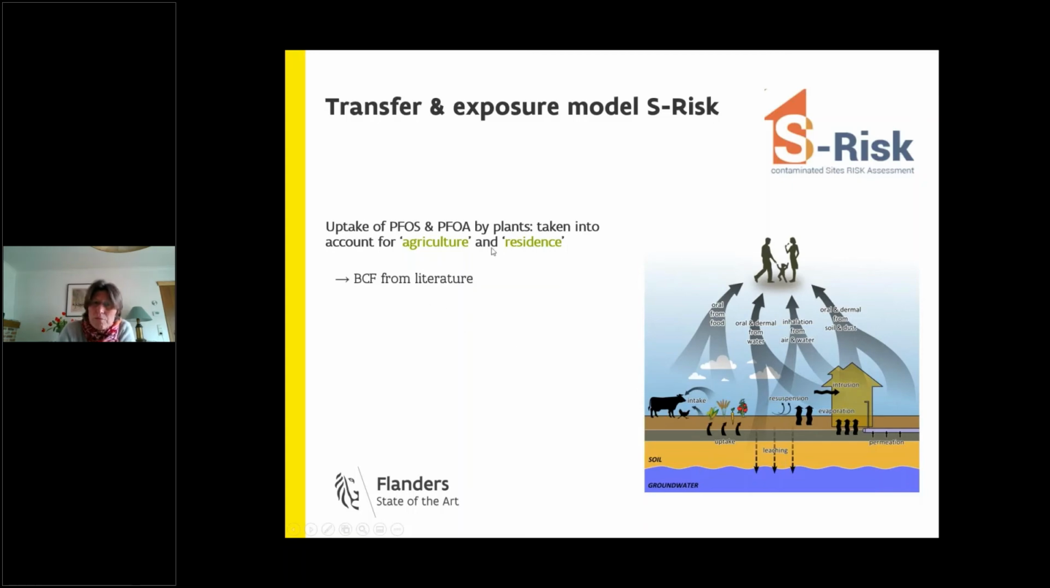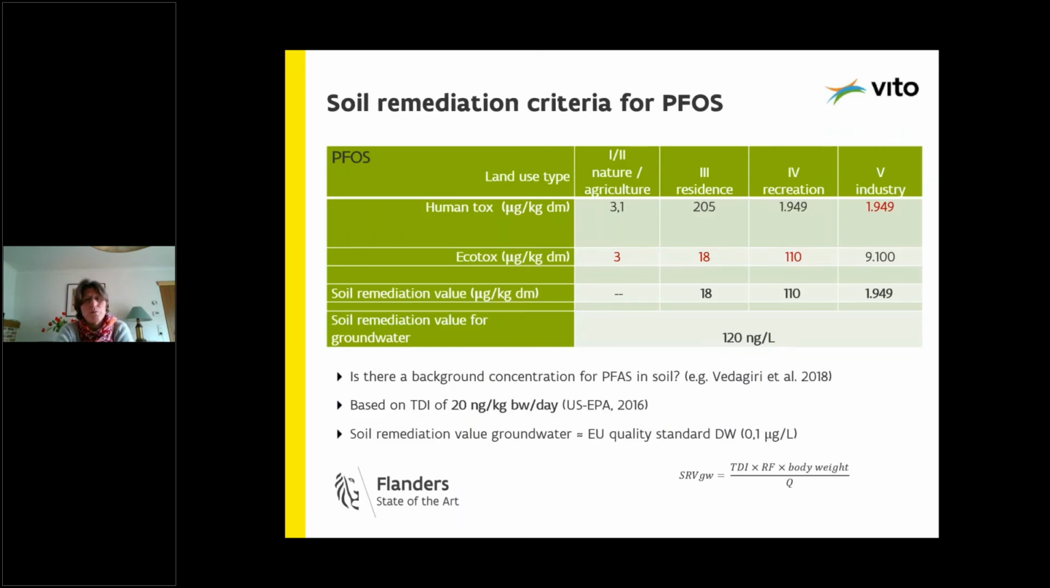The uptake of PFAS by plants is taken into account for two land use types, namely agriculture and residential. This is done by using bioconcentration factors from literature. Again, if you want to know more about this, you can go to the report that I just mentioned. These are the results for PFOS.